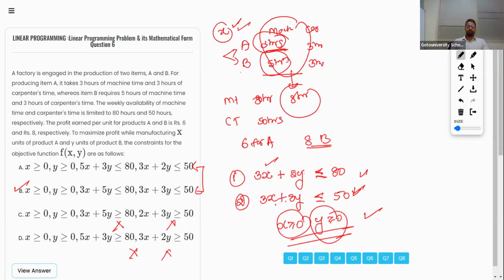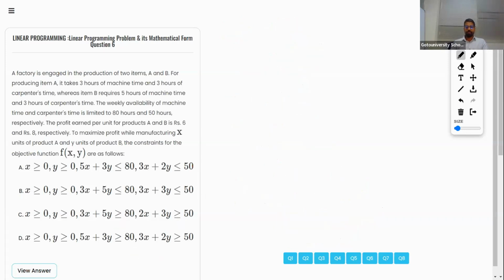Which option is this? Option B itself. This might be confusing; if you don't observe carefully, you might end up giving a wrong equation. Luckily, only option B matches our answer, so there is no confusion in this case. That's the answer, option B. Let's go for the next question quickly.